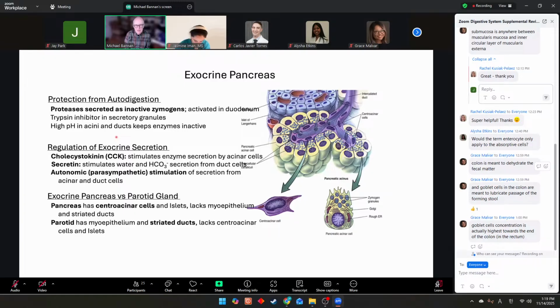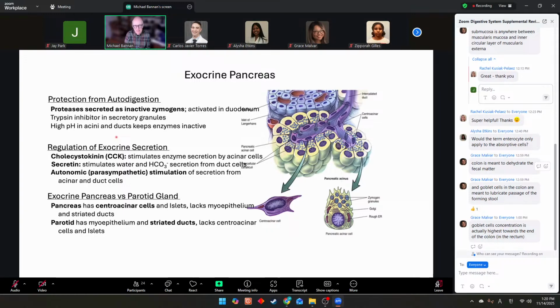How is this exocrine secretion regulated? Hormonally and autonomically. The hormones involved are cholecystokinin, which stimulates enzyme synthesis and secretion by the acinar cells. Cholecystokinin is produced by I cells in the small intestine. And the other hormone is secretin, produced by S cells, which stimulates water and bicarb secretion from the pancreatic duct cells. The other mechanism of activation is autonomic parasympathetic stimulation of secretion from both the acinar and the pancreatic duct cells.